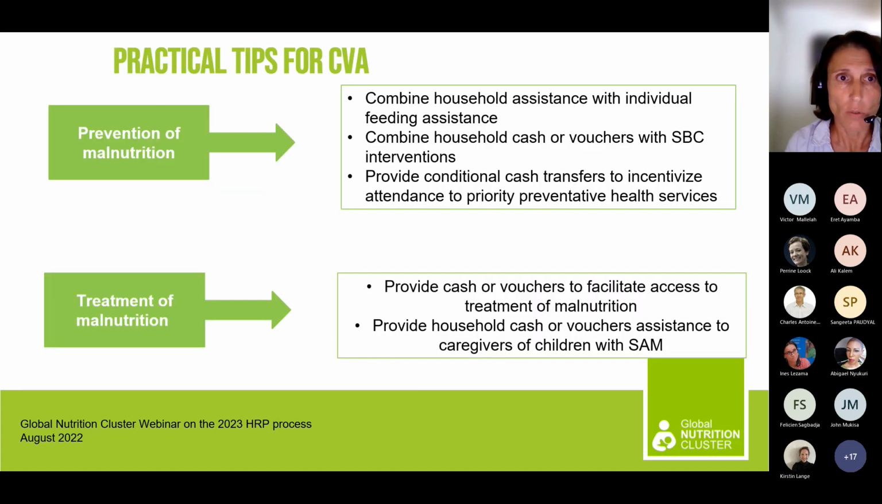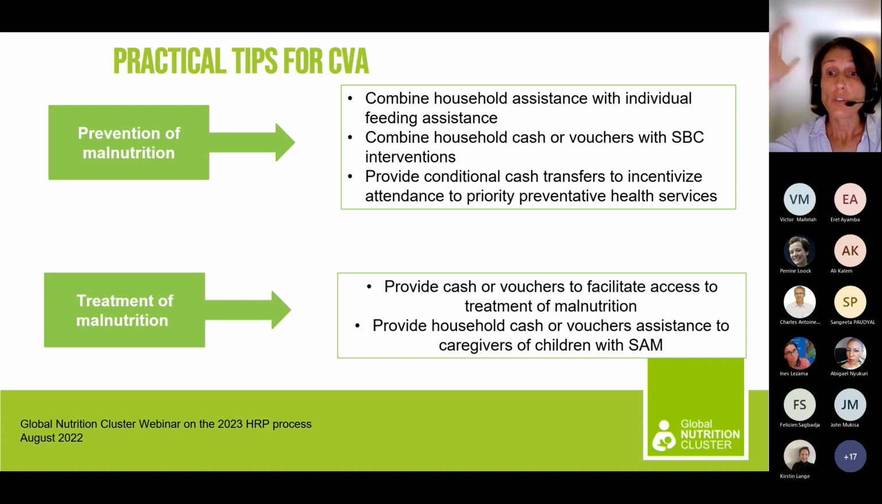Next slide. So here we change again. We are on cash and voucher assistance, CVA. What's interesting with CVA is that you can touch on both prevention and treatment of malnutrition. Here are some examples of how to consider CVA when you do either prevention or treatment of malnutrition. Here you have some examples of how to combine household assistance with individual feeding assistance. How can we consider cash and voucher in both of those components?